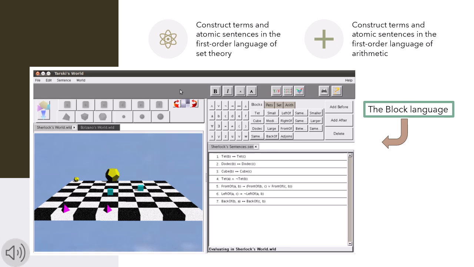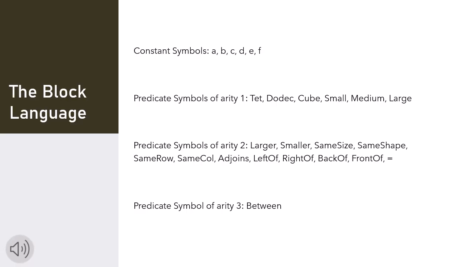And here in a couple slides, I'll show you some of the details and how to navigate. And we'll talk a bit about the block language and when atomic sentences are true or false in that language. And then we'll cycle back around to set theory and arithmetic. Okay, so the block language is fairly straightforward, and the first thing I should do is specify exactly the details of the various types of symbols.